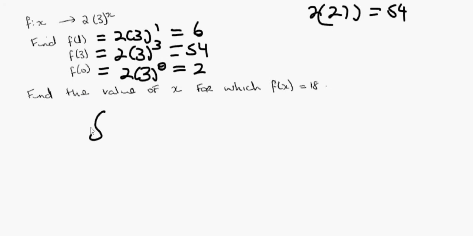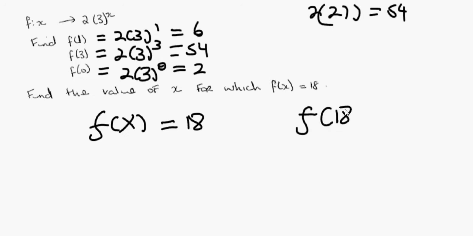Now, the difference here is f of x equals 18. There's a big difference between f of x equals 18 and f of 18. F of 18 means replace x with 18. We're not doing that. What we are doing is f of x equals 18. So the full thing equals 18.